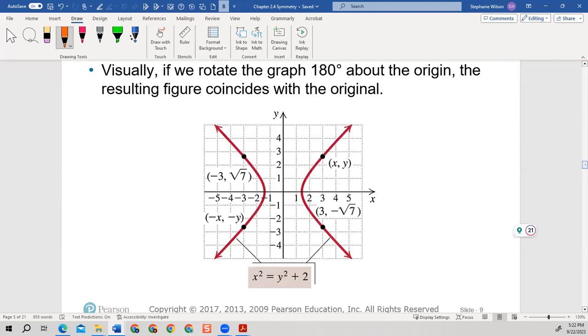We got this x squared equals y squared plus 2. Sometimes we get ellipses, and this one here is a hyperbola. Whenever we plot these points, you notice that it's symmetric with respect to the origin, because it's happening on both sides of the origin.